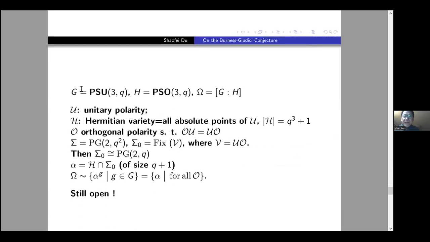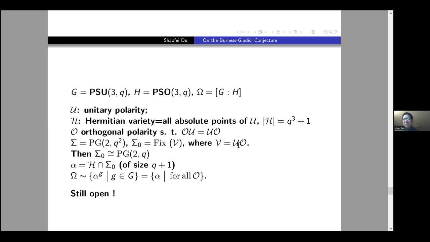Why? Because G is PSU3(q), H is PSL3(q)... this is a maximal subgroup. You can see the set of right cosets. Then you take U as a unitary polarity. The H is a Hermitian variety. That means all the absolute points of U. Here the number of points of this H is q^3 plus 1. You take O as an orthogonal polarity such that OU and UO commute, these two polarities commute. Then you take sigma as PG(2, q^2), because the defining group, the unitary group, you must have such a big field. Then sigma zero is the set fixed by this V. V is U_0, UO.